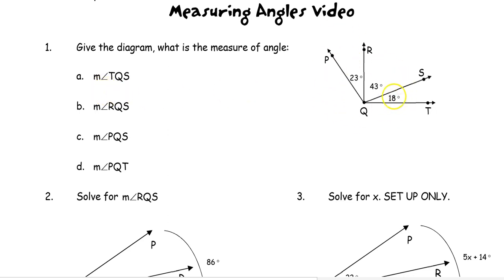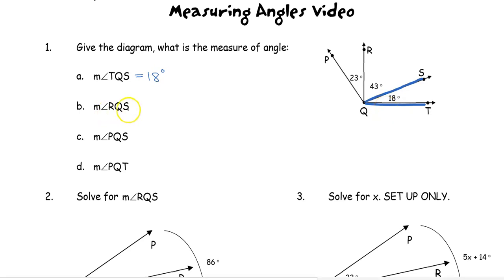So the measurements are all given to us here. I want to know what is the measure of the angle TQS. To find out which angle that's referring to, I follow the letters in order on the diagram. I start with T, then I go to Q, and then I end up at S. As I trace that pattern, TQS, I've created that angle there, and that's telling me that that is referring to the 18-degree angle.